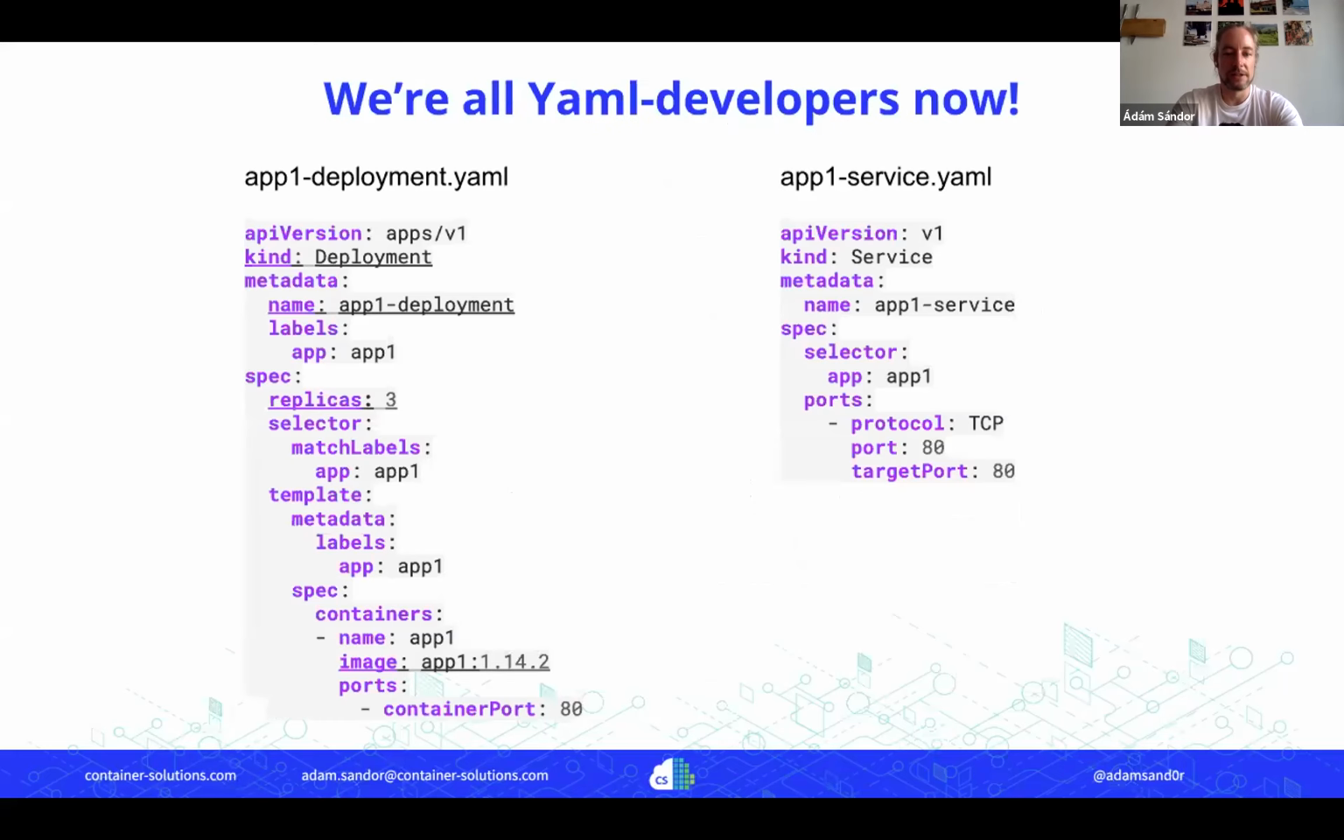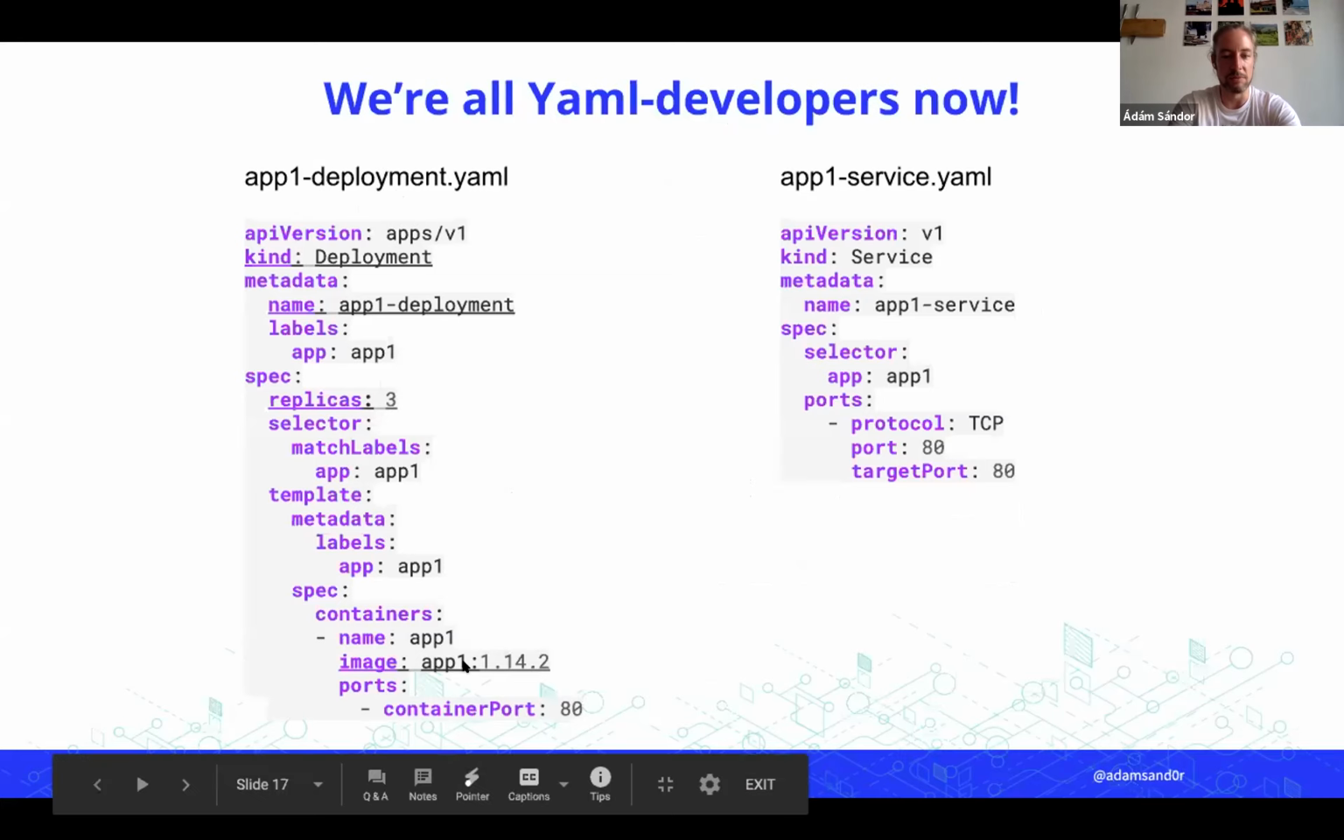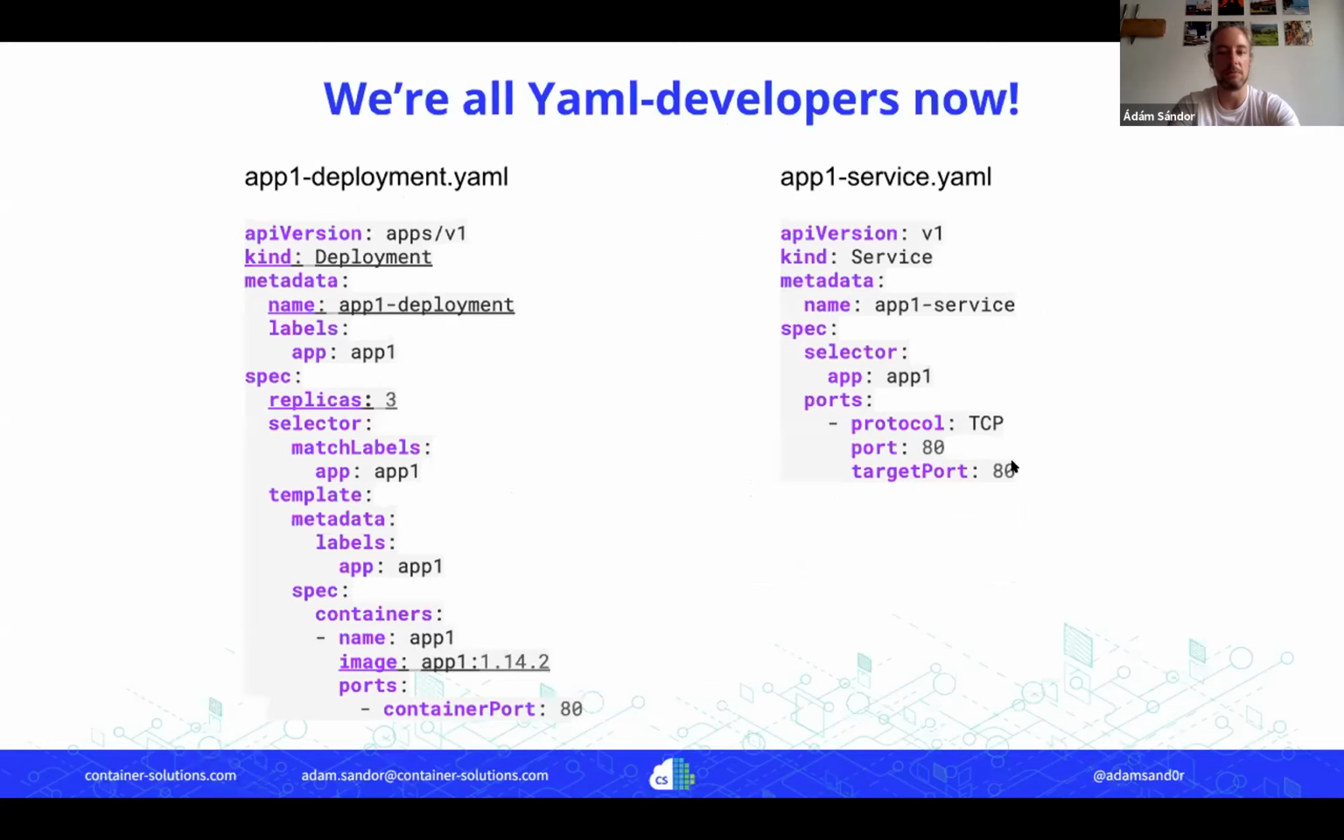So these YAML files that we are applying to the cluster contain all kinds of information, like how many replicas of the application do we want to run, and most importantly, what image. So here I have app1 version 114.2. I'm incrementing this version every time I'm releasing the application. And in my service, I'm saying I'm exposing port 80 of the application for other services to connect to it.